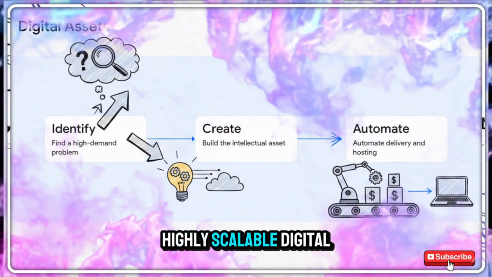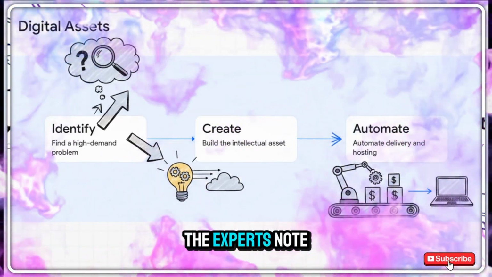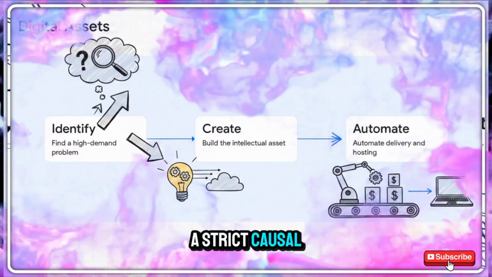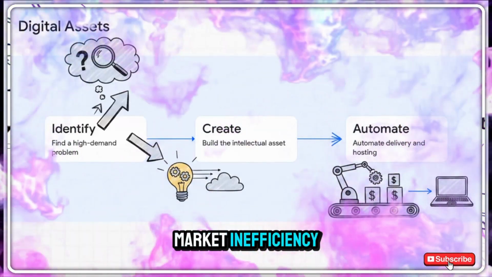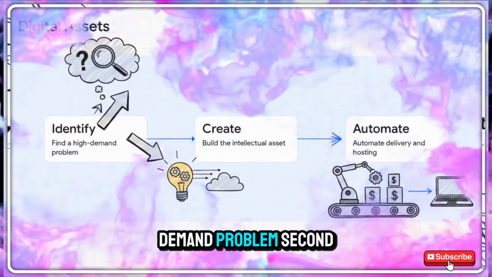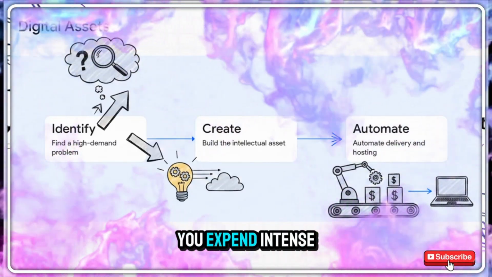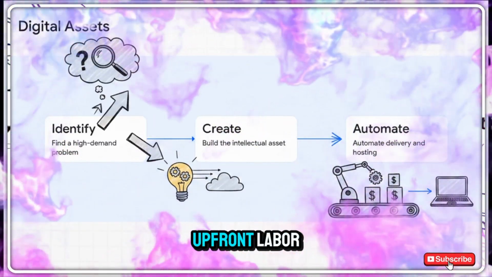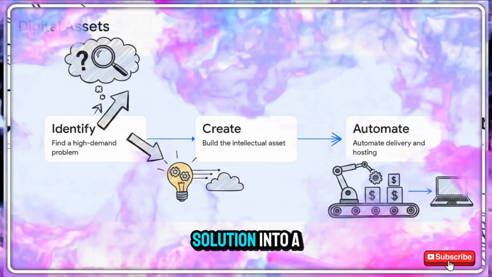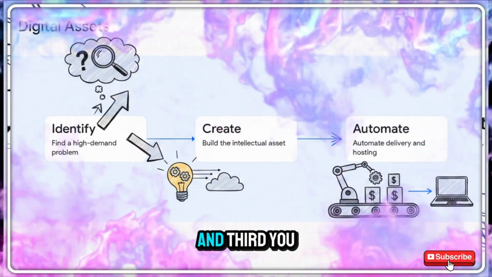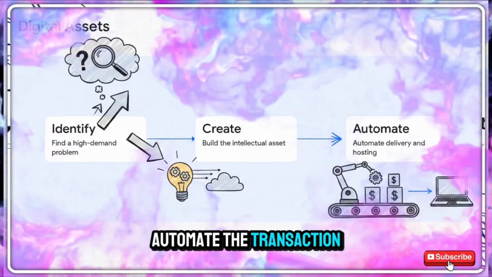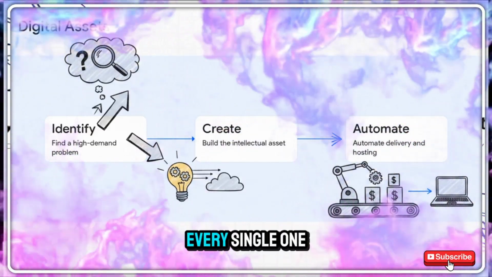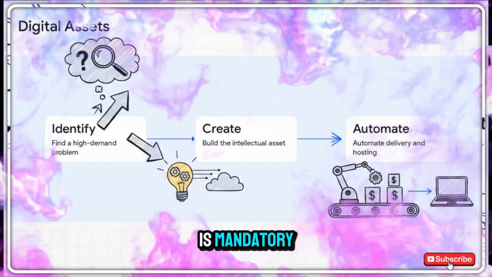To build a highly scalable digital asset, the experts note you must follow a strict causal pipeline. First, you identify a distinct market inefficiency or a high-demand problem. Second, you expend intense, uncompensated upfront labor to package the solution into a digital format. And third, you leverage cloud software to entirely automate the transaction and delivery. Every single one of these steps is mandatory.